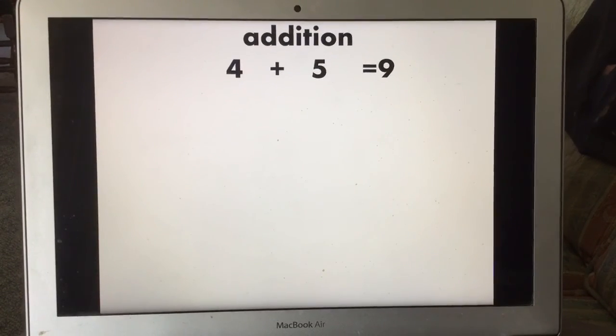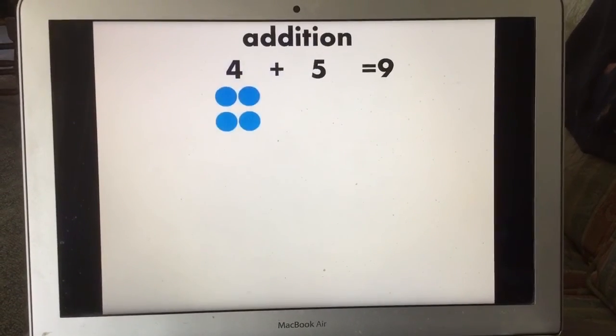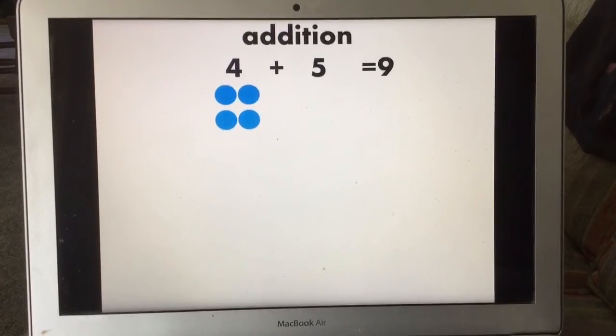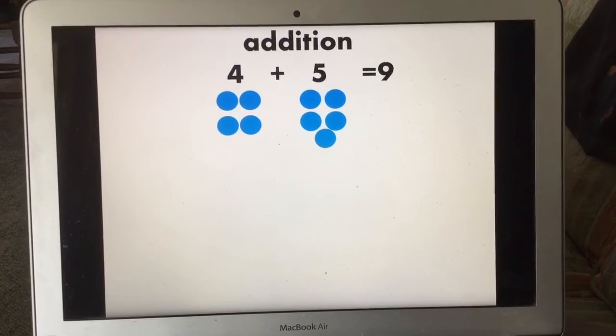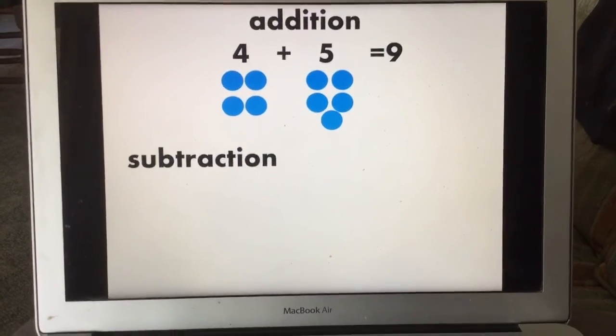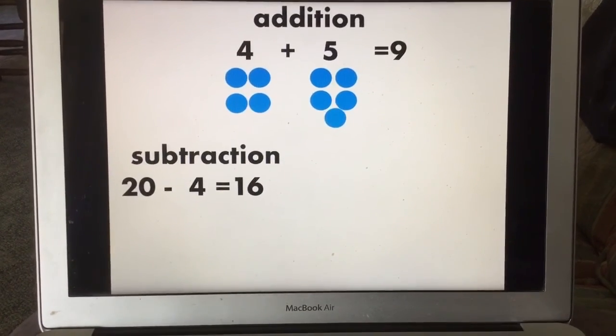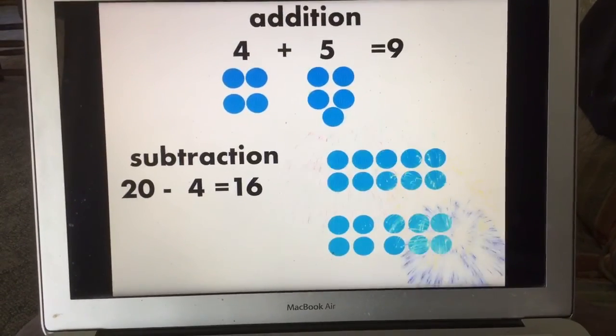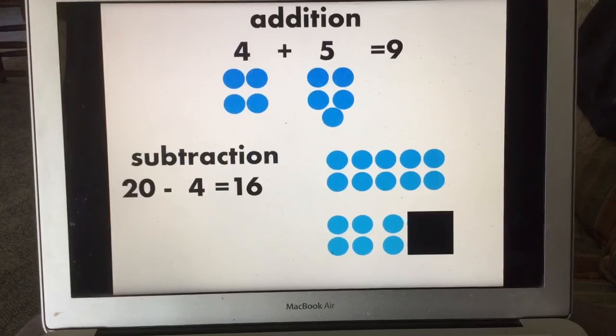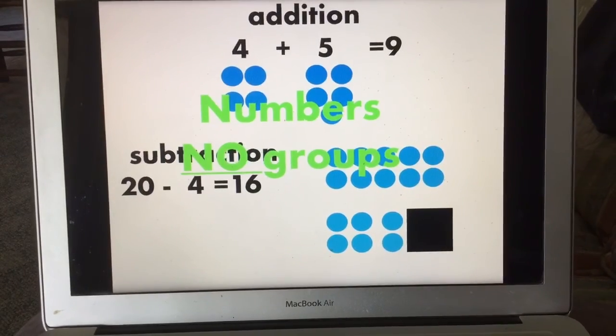So we have addition, right? Addition's nice and simple. You have 4 plus 5 equals 9. 4, you could draw 4. 5, you could draw 5. You count them all together, you got 9, right? Nice and simple. Subtraction, same thing. 20 minus 4 equals 16. You could draw it out. Start with your 20 circles, take away 4. You have 16 left, right?